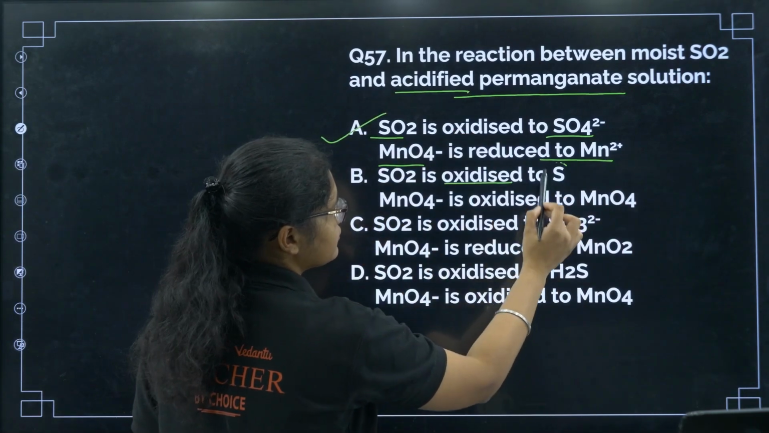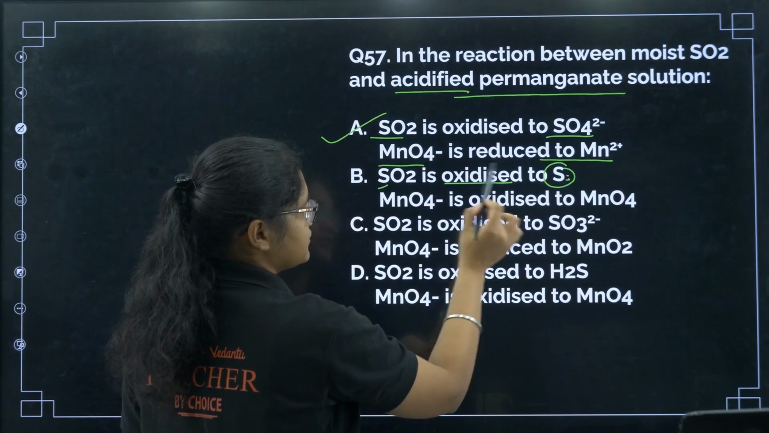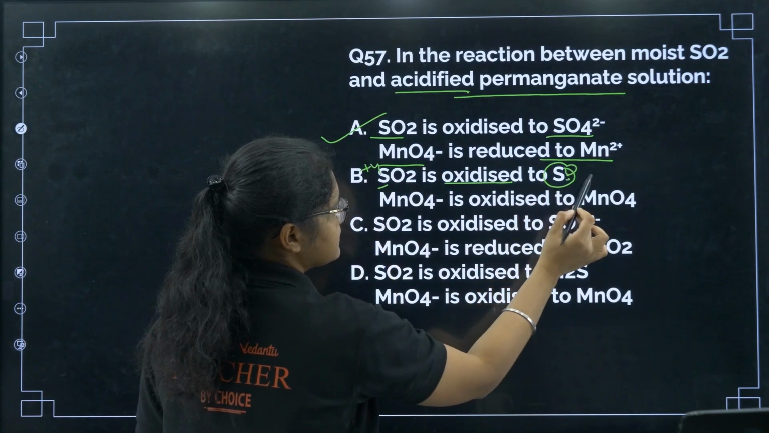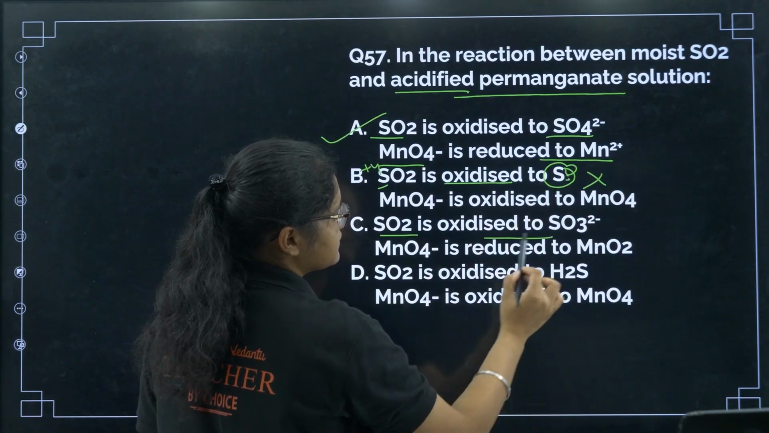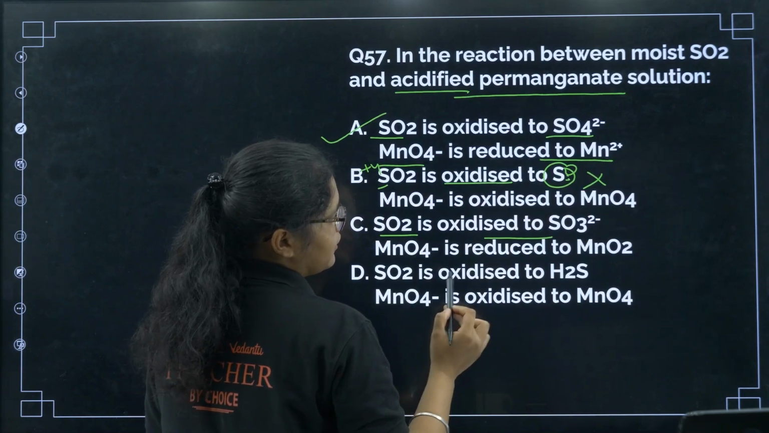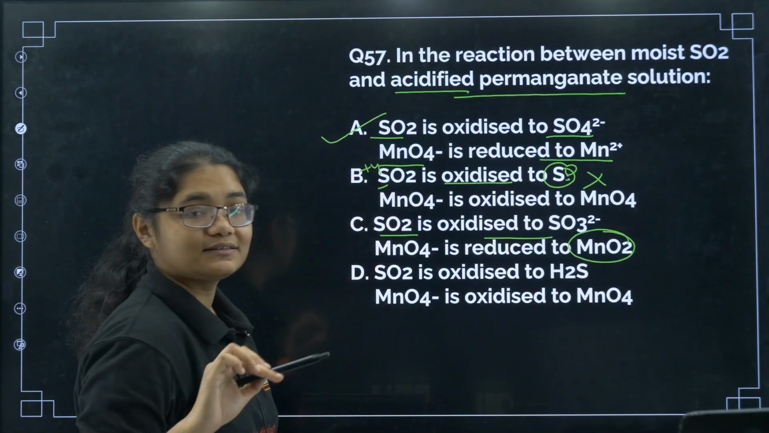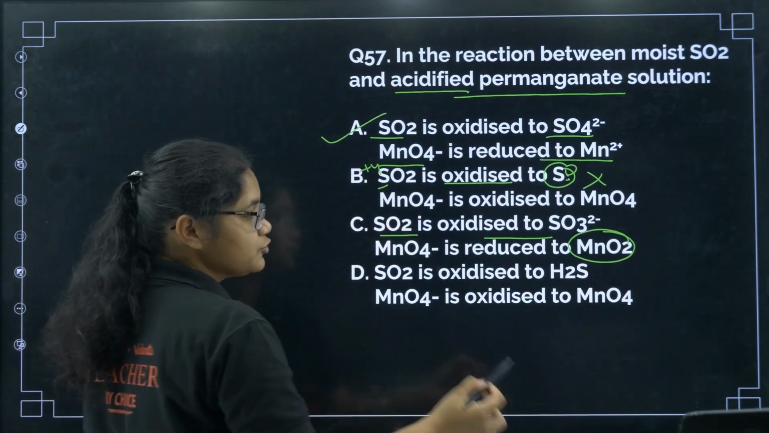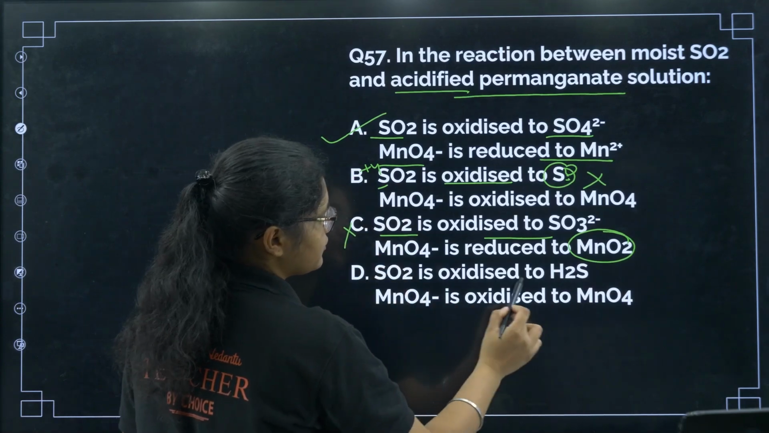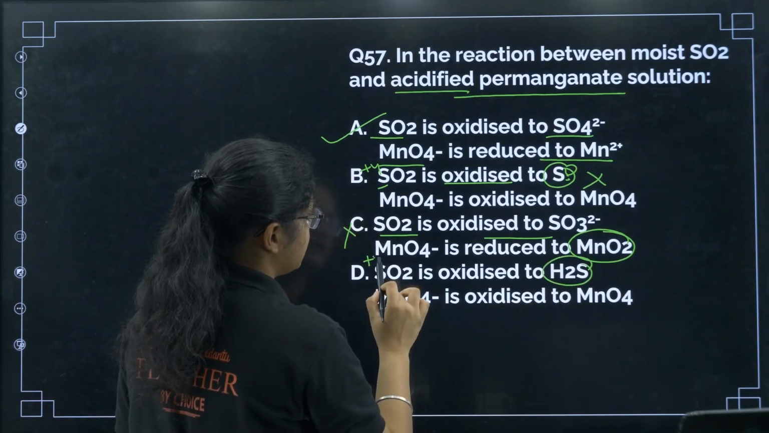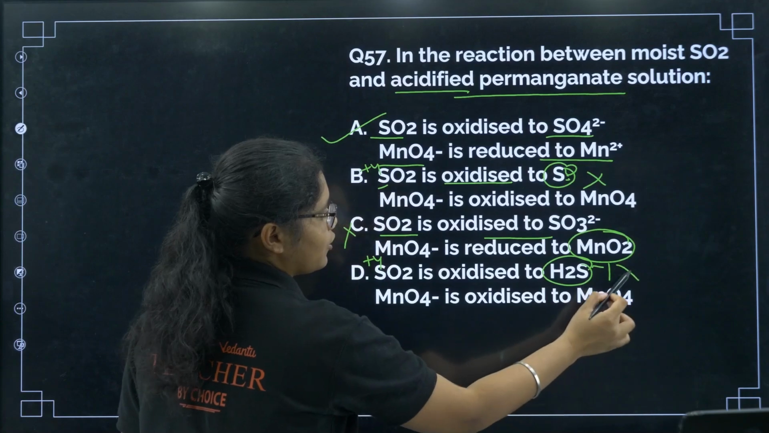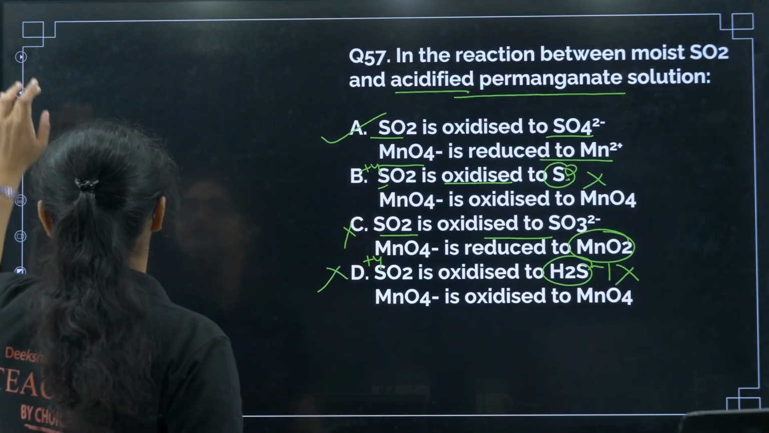SO2 is oxidized to S. No, here SO2 is undergoing reduction. If you see plus 4 to 0, it is reduction. So that is wrong. SO2 is oxidized to SO3 2 minus, MnO4 is reduced to MnO2. No, in acidic medium MnO4 minus is reduced to Mn2 plus. Next, SO2 is oxidized to H2S. Here you also see it is plus 4 to minus 1. So it is not oxidation. So that is also a wrong statement.